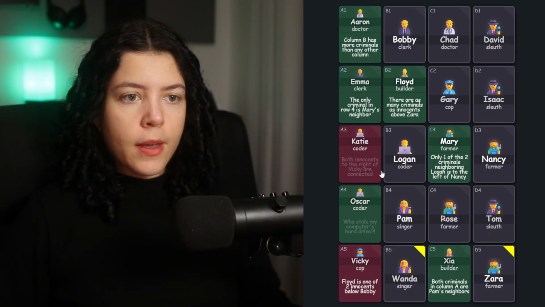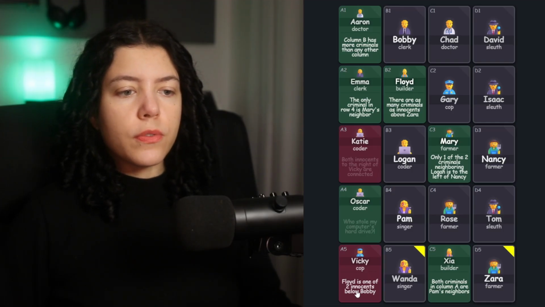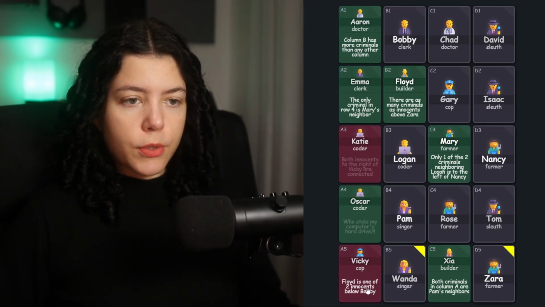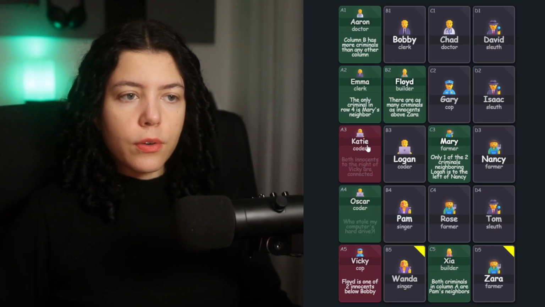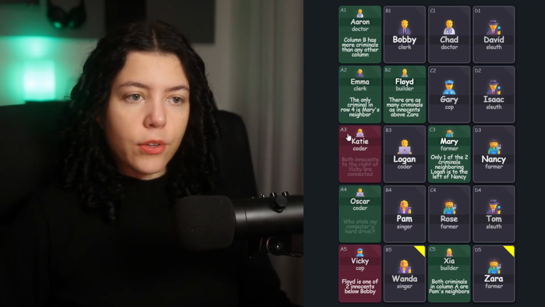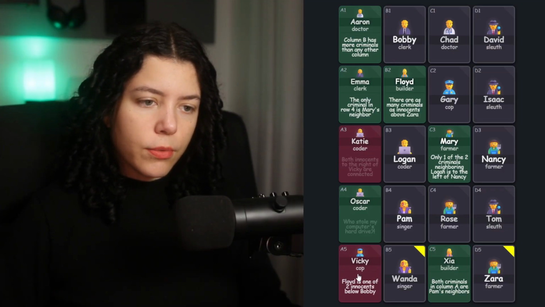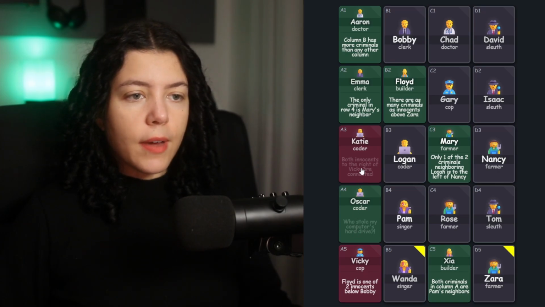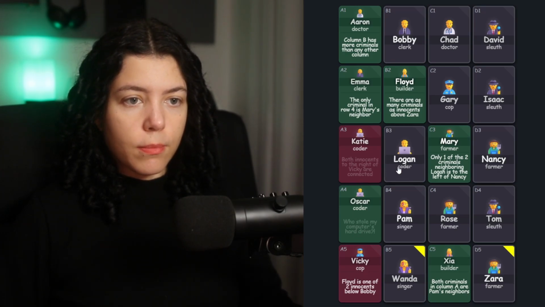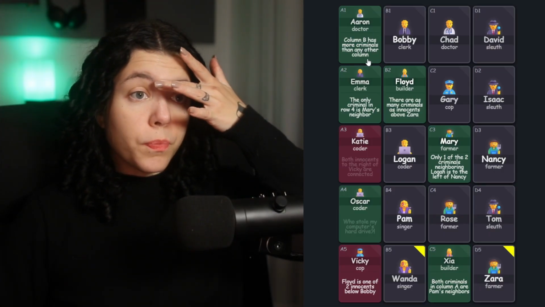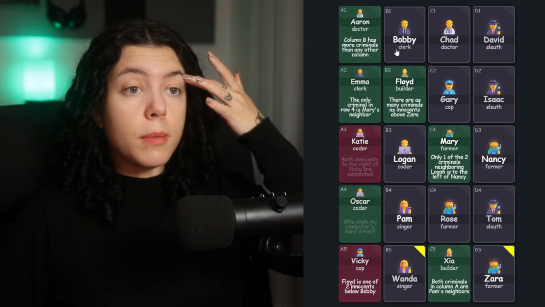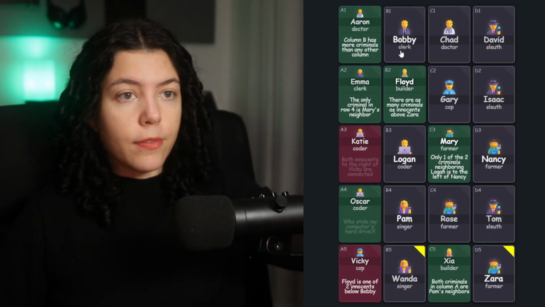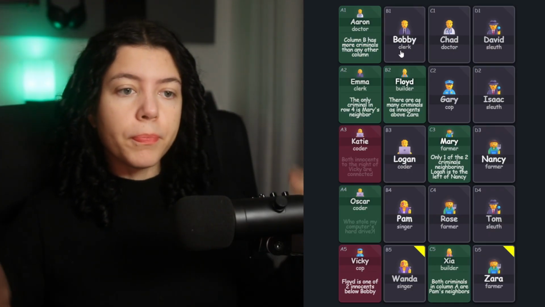Why? There's 4 people below Bobby. And now we know that 2 of them are innocents, which means 2 criminals. But we knew from before, from column A's total, that we needed to have at least 3 criminals in column B, right? Because Aaron's telling us that column B has more criminals than any other column. So the third one is gonna have to be Bobby, because he's the only person left besides all of the people below him who could be criminal.